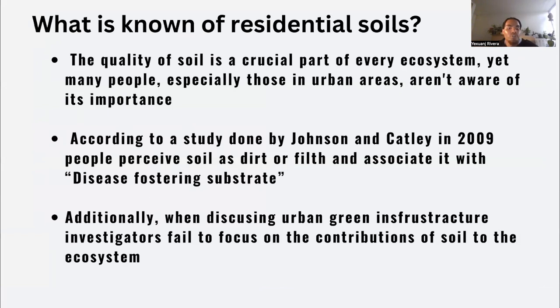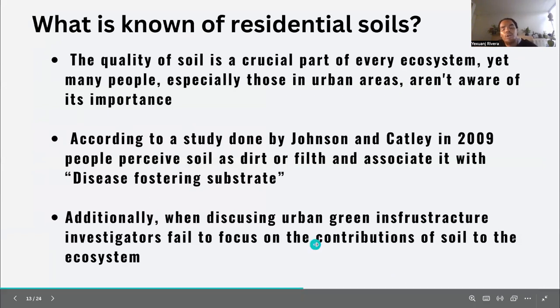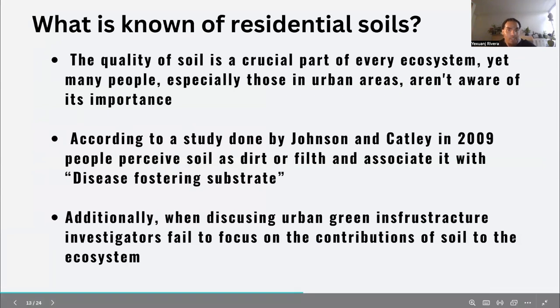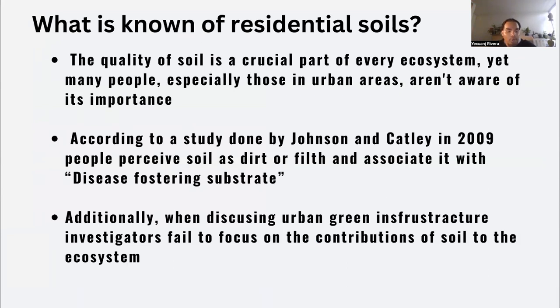According to literature, the quality of soil is a crucial part of every ecosystem, yet many people, especially those in urban areas, aren't aware of its importance. According to a study done by Johnson and Catley in 2009, people tend to have a negative perspective of soil as they see it as dirt or filth. So these negative connotations that people associate with soil lead them to see soil as a disease fostering substrate. Now, having a negative connotation towards soil doesn't benefit it, because if you have a negative connotation towards soil, then how are you going to take care of it?